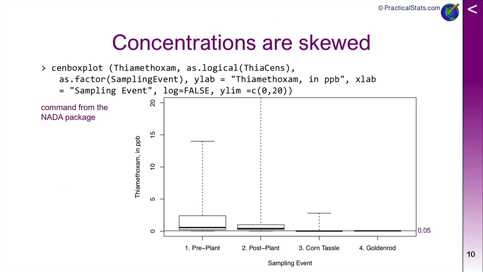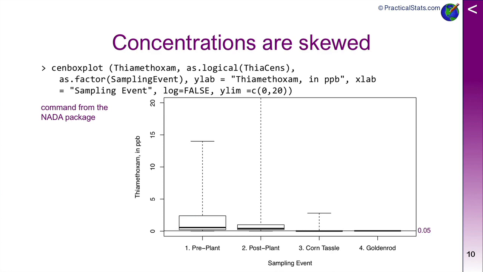So these concentrations are skewed, something like a log normal, which means that when you do box plots, the top part of the box looks bigger than the bottom part of the box, looks taller. Here are the 4 groups, and you can see that they certainly appear to look different with higher values in the pre-plant and post-plant groups, and lower values, mostly less than 0.05s, in the corn tassel and the goldenrod group.